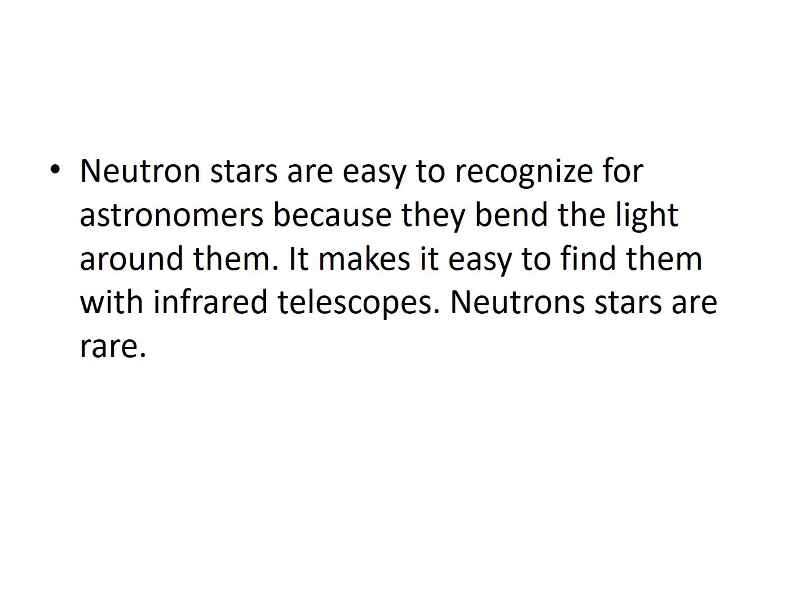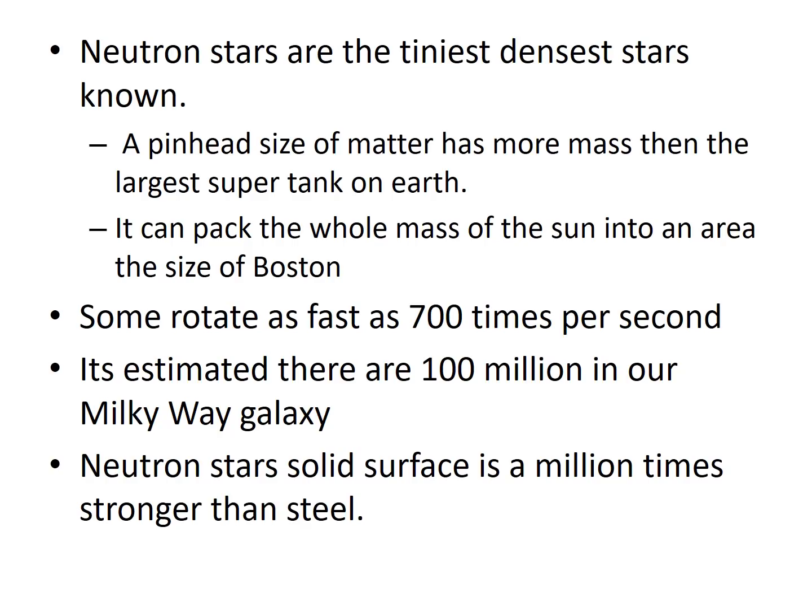Neutron stars are easy to recognize for astronomers because they bend the light around them. It makes it easy to find them with infrared telescopes, and they are very rare. They are the tiniest, densest stars known. A pinhead-size piece of matter has more mass than the largest supertank on Earth. That's because they're so packed together, and all those neutrons are very heavy, very dense. It can pack the whole mass of the sun into an area the size of Boston.